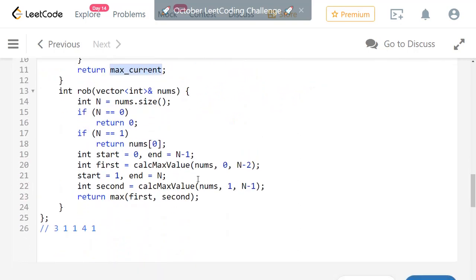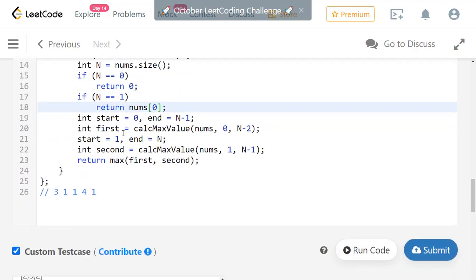Then you return the max value, and in the main function there are two base cases. When the number of houses is 0, you just return 0, and if the number of houses is 1, you return the value of that house. Then there are two things here, as we discussed. You start from 0, that means the first house, and go till the n minus 1 house, or you start from the second house and go till the nth house. You calculate the max value for both cases, then finally you return the maximum of these two. This way you get the max value instead of just following odd numbered and even numbered houses. So that's it.